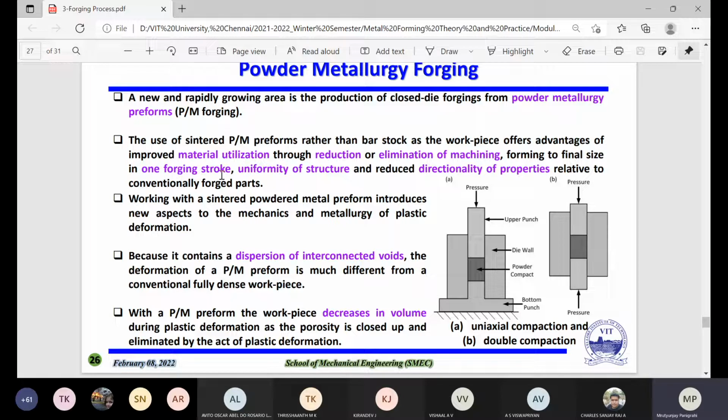improved material utilization. So why are we going for this new technique, or rapidly growing technique, where many researchers are using powder metallurgy? The use of sintered powder metallurgy preforms rather than bar stock, because whatever we have discussed up to now, we were using a metal piece, a bar. As the workpiece, it offers advantages of improved material utilization, because here we are using the powder only. Improved material utilization through reduction or elimination of machining, forming to final size in one forging stroke, uniformity of structure, and reduced directionality of properties related to conventional forging.